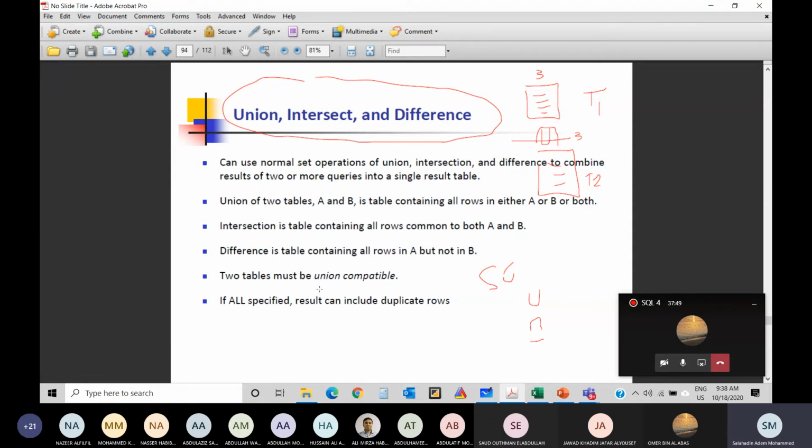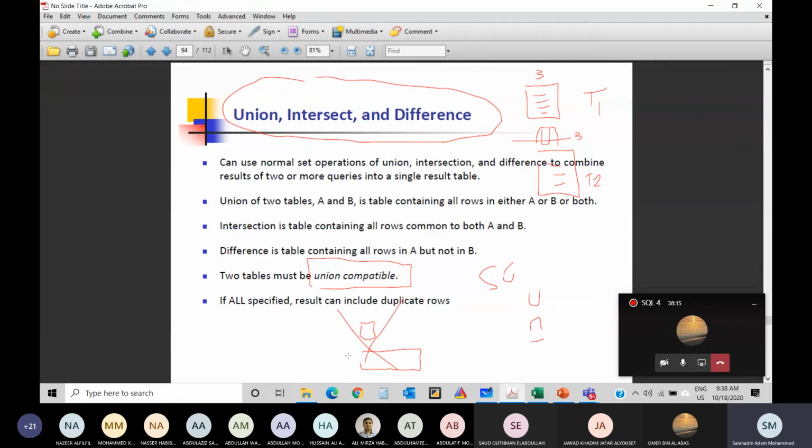We call this union compatible. What does union compatible mean? Simply, if it's union compatible, it's intersection compatible. It must also be difference compatible. But altogether, we just call them union compatible. So they have to be compatible. Otherwise, if you have two tables, one has 2 columns and one has 3 columns, and you want to make any intersection or union or difference, it doesn't work.